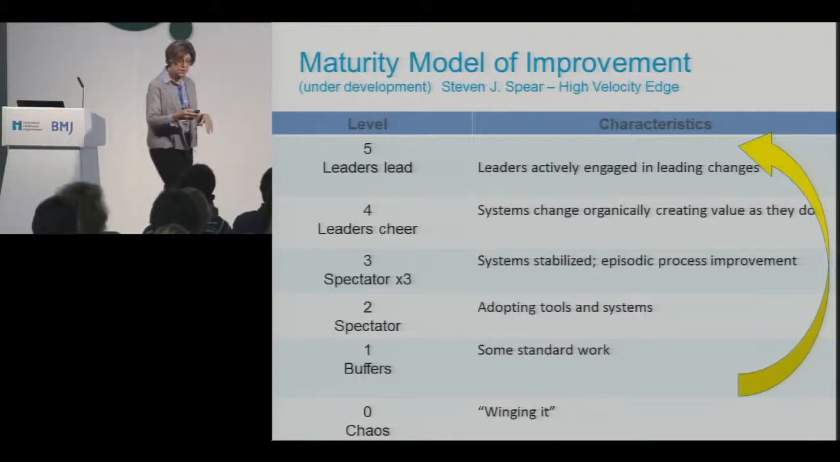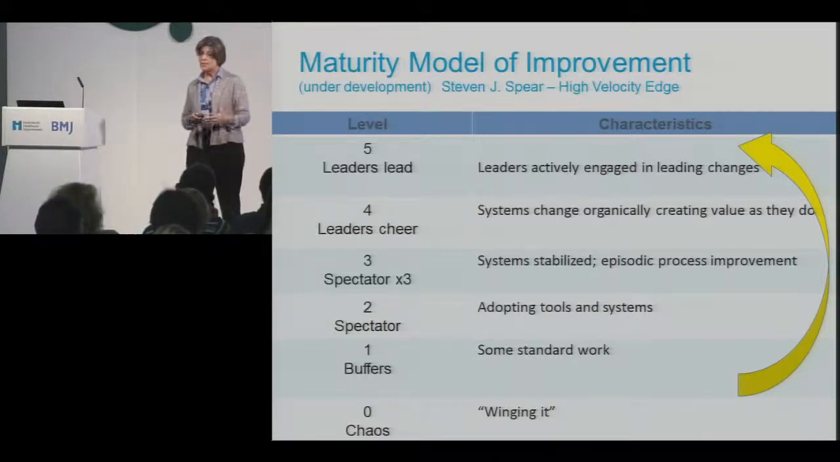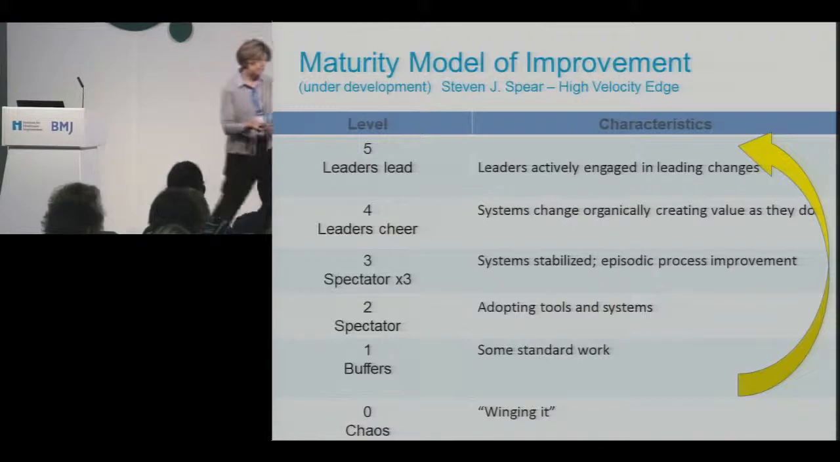So one of the things we're going to talk about is how do you begin to develop this on an individual nursing unit.